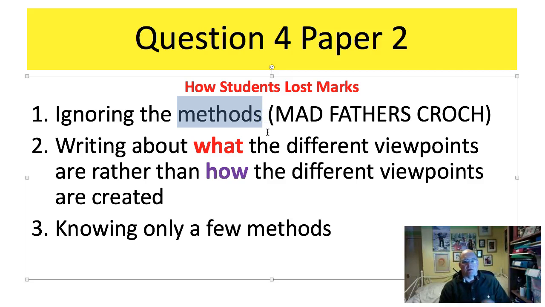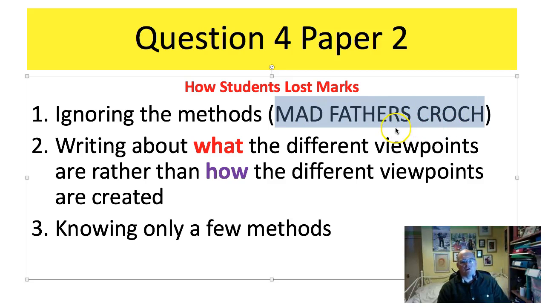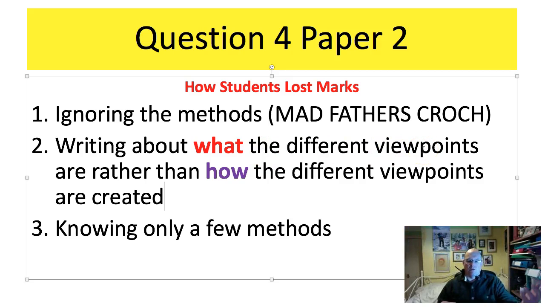You had to write about the writer's methods, which means you had to name them. You should remember what the techniques are from Mad Father's Crotch, especially if you've watched my earlier videos. This is typically what students did. They wrote what the different viewpoints are. So-and-so believes this, the other writer believes that, but they forgot the how. And of course, the how, again, is the methods. That's how the viewpoints are created.